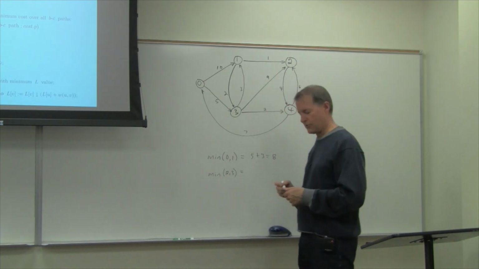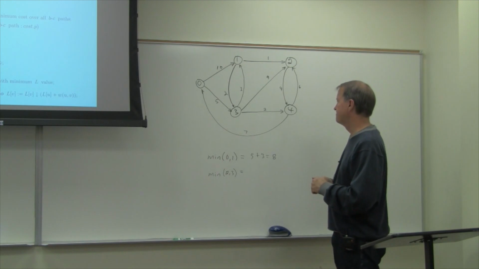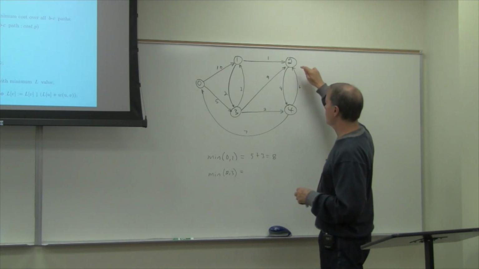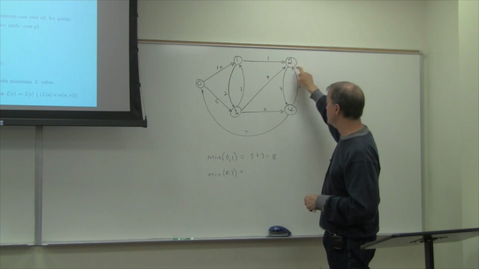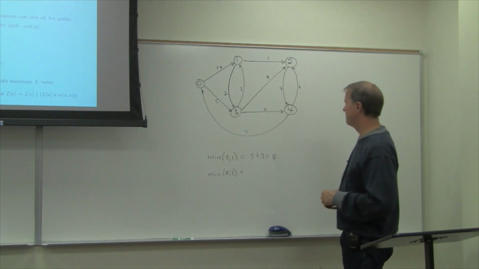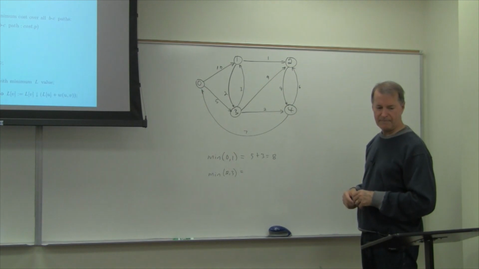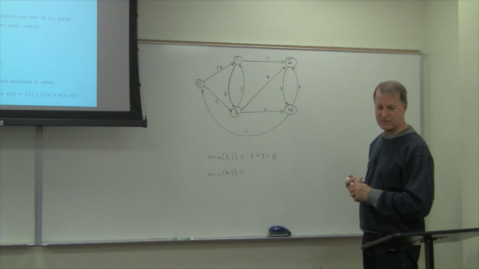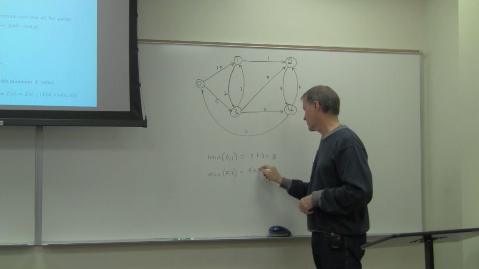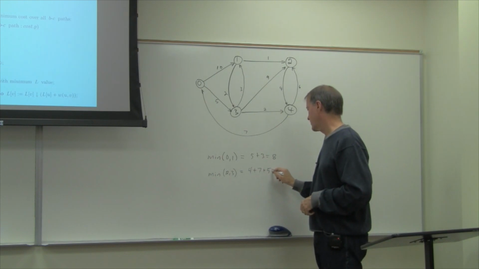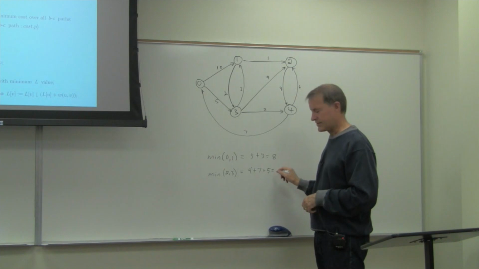How about min 2, 3? Between 2 and 3. In other words, what's the shortest way to get from 2 to 3? 2 to 4, to 4 to 0, to 0 to 3. So what is that? What plus what plus what? 4 plus 7 plus 5. Yes. And if you add that all up, that's 16, right? Yeah.